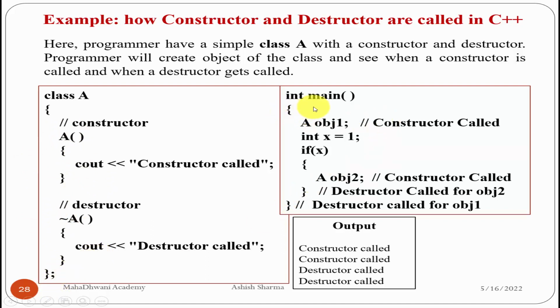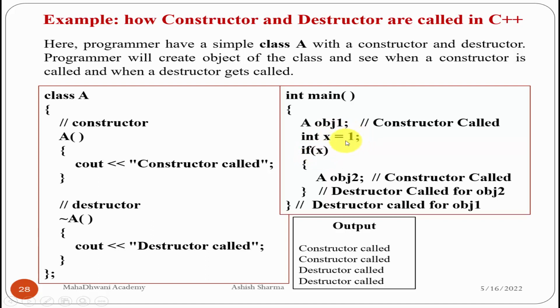Now we create an object of the class. How can we create it? Again we create a main body. Inside the main body, for class A, object 1, constructor called, int x, which means we have given some value to the variable x.